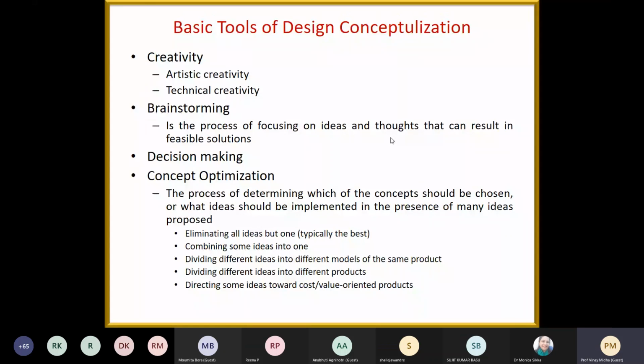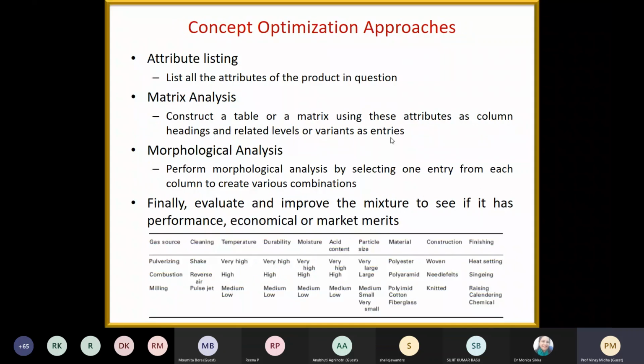So here you will be eliminating all the ideas, leaving the best one, and maybe combining some ideas into one also. That can also be carried out: dividing different ideas into different models of the same product, dividing different ideas into different products, or directing some ideas towards the cost value oriented profits. This is what the tools required for design conceptualization are. And then you reach the design optimization, the concept optimization approaches. That can be carried out by attribute listing. Now, listing all the attributes of the product which is in question.